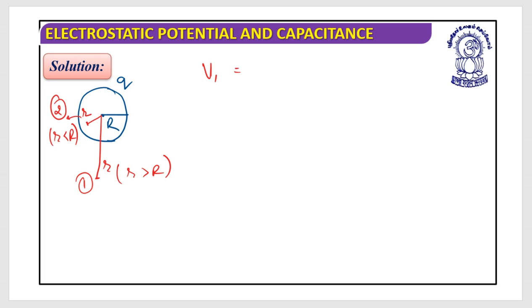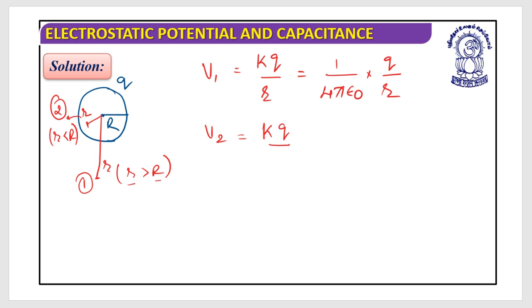In the first case, as this point is lying outside the shell, I should write it as kq divided by r, where k is equal to 1 upon 4 pi epsilon naught, multiplied by q divided by r. And in the second case, this point lies within the shell. It's k multiplied by q divided by, as it is within the shell, I am going to use the complete radius, kq by R. I hope you remember this. It's 1 upon 4 pi epsilon naught multiplied by q divided by R. So these are the two potentials.